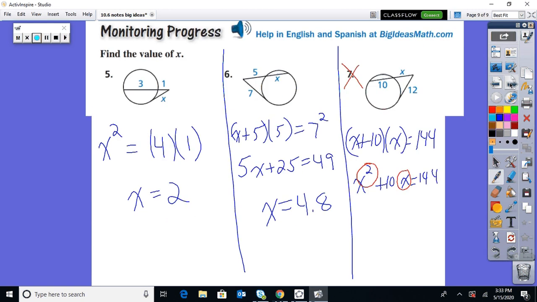All right, so for these last couple, again, 7 was non-doable because it broke down into a quadratic. You guys did this in Algebra 1, but like I said, it's covered so much in Algebra 2 that I just let Mr. Bednar focus on it. So 5, whole big thing times outside piece, x times x, squared, equals the whole big thing times outside piece, 3 plus 1 is 4, times 1, x is 2. 6, x plus 5 times 5 equals 7 times 7, x is 4.8. So number 6, pretty easy, my friends. Good luck on your homework.